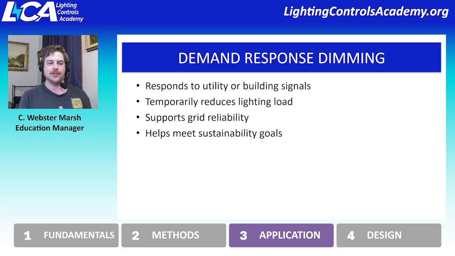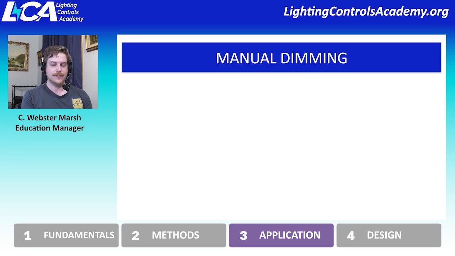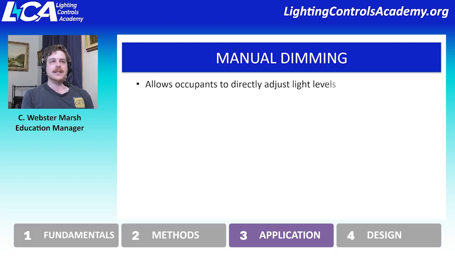So making sure that it's done appropriately and in a way that maintains occupant comfort can be kind of challenging. So it's not an easy application in all cases. Speaking of manual control, though, manual dimming is when we're giving the occupants the ability to adjust light levels. This is the most traditional format of dimming that we've seen, where you just have something on the wall that you can interact with and you can adjust the light levels.